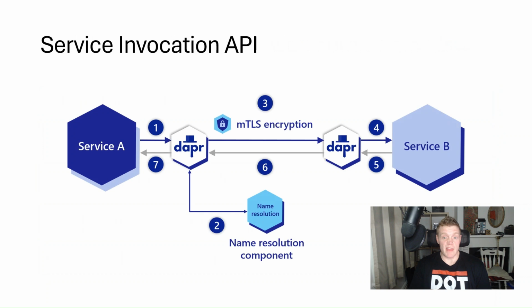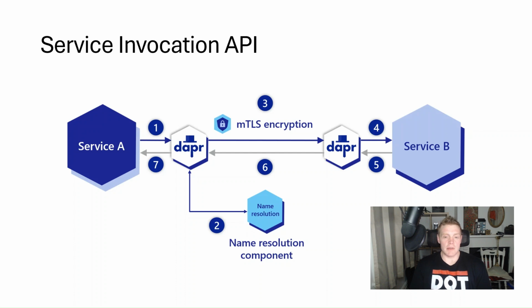Service B will then run that endpoint or method's business logic and then send a response to service A via service B's sidecar. Dapr will then forward that response to the sidecar of service A, which will then finally land in service A with the response.